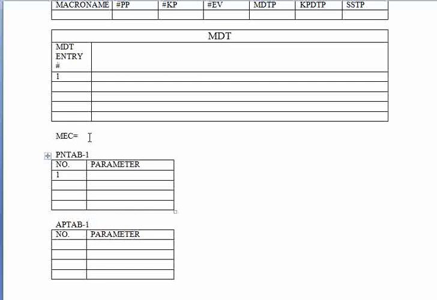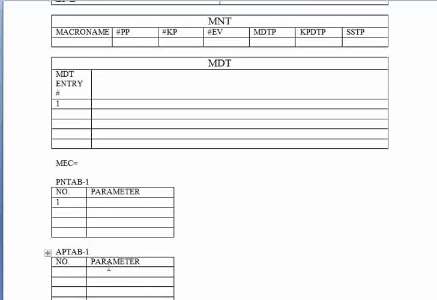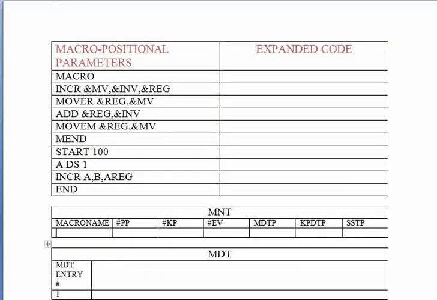So MEC stands for macro expansion counter, which keeps track of the next line that has to be expanded, and APTAB, or the actual parameter table, is used to substitute the actual values for the formal parameters. Like I've mentioned before, MV, INV and REG are the formal parameters, and A, B and A register are your actual parameters, which should substitute these formal parameters. So to look at the expansion now.